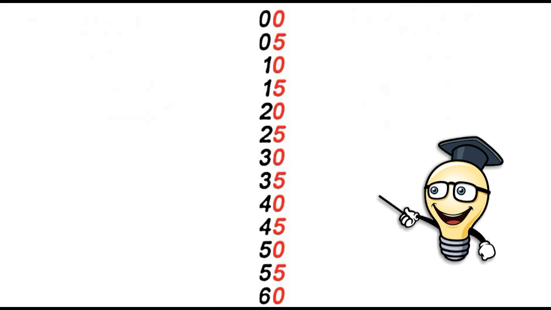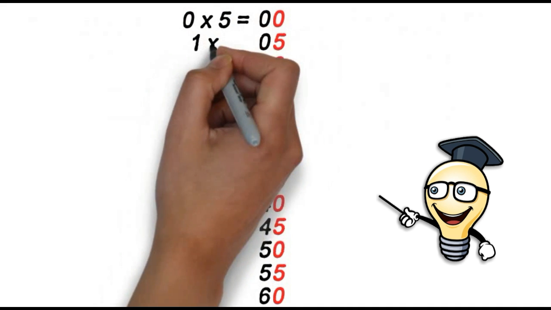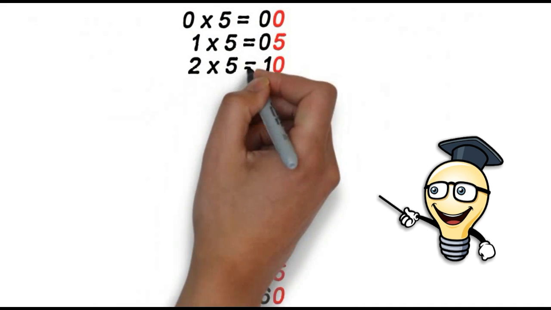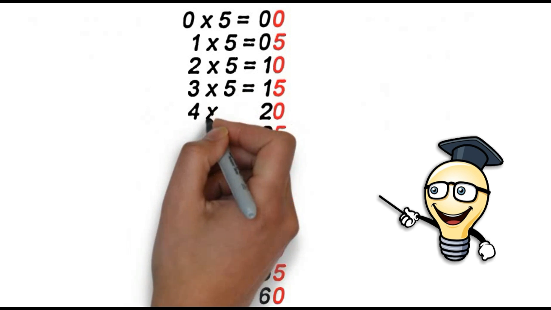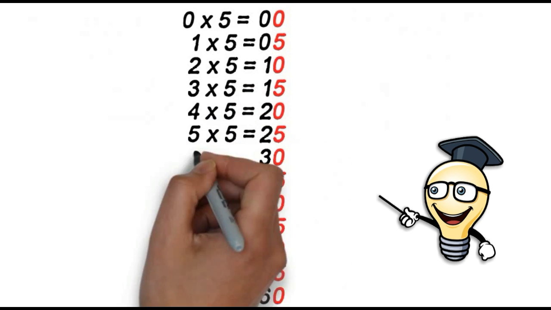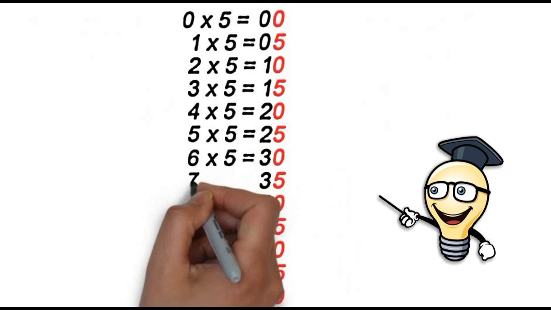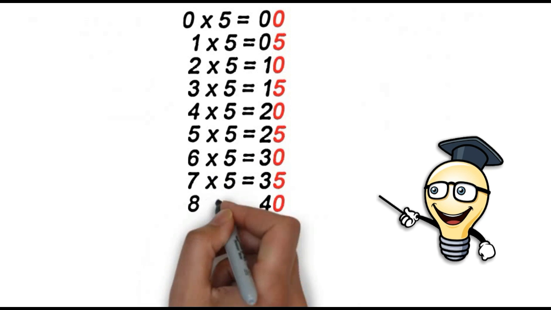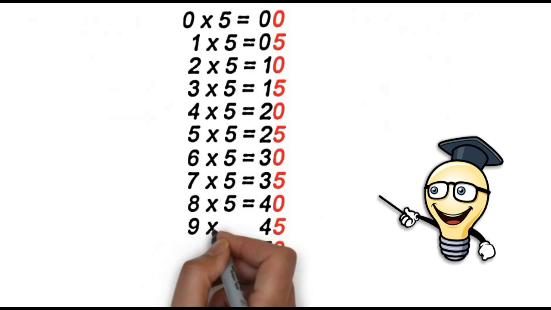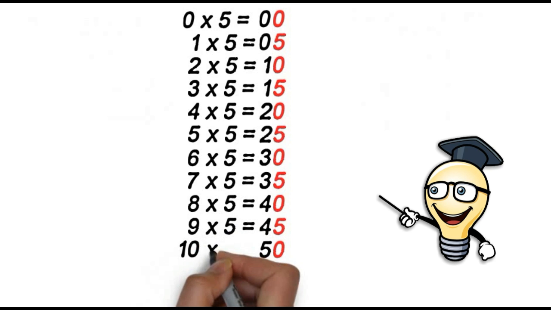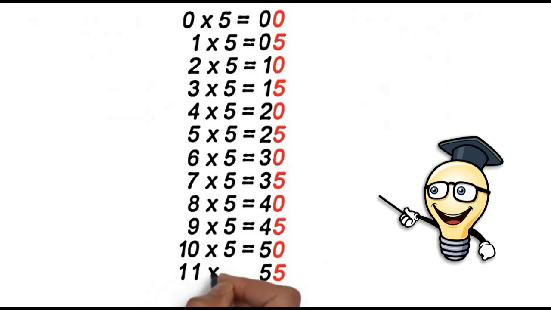So we've got 0 times 5 is 0, 1 times 5 is 5, 2 times 5 is 10, 3 times 5 is 15, 4 times 5 is 20, 5 times 5 is 25, 6 times 5 is 30, 7 times 5 is 35, 8 times 5 is 40, 9 times 5 is 45, 10 times 5 is 50, 11 times 5 is 55, and 12 times 5 is 60.